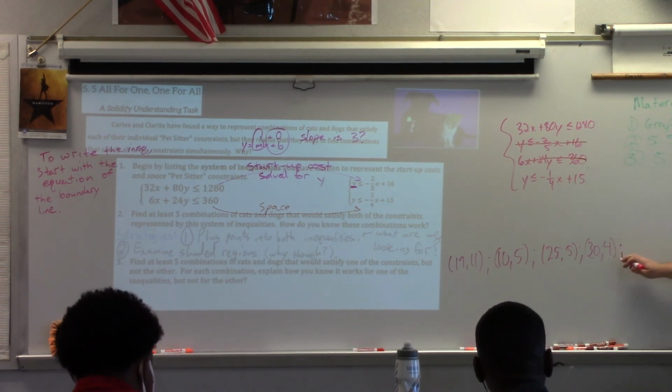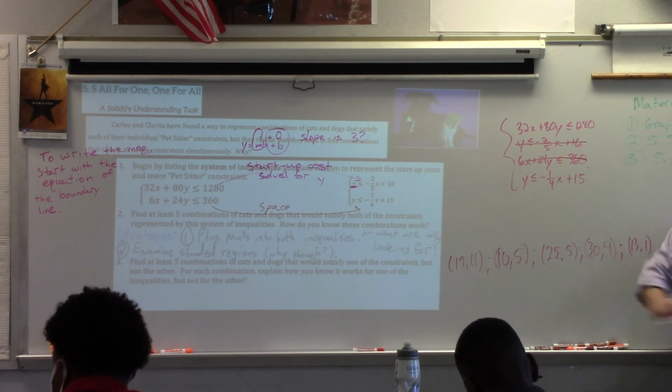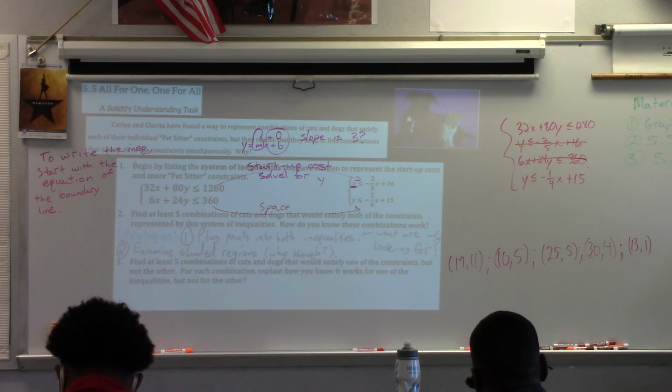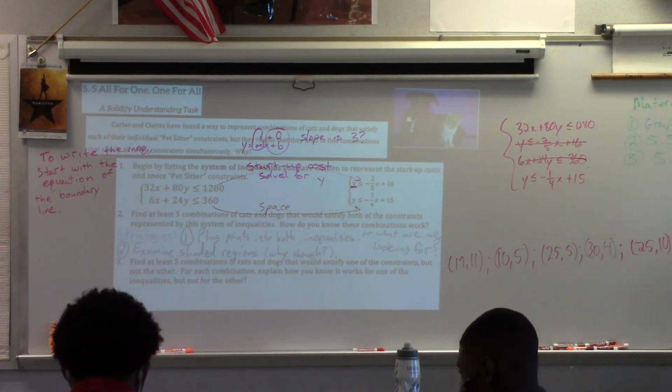I think 13 and 1 works for both. Did you mean 1 and 13? Remember, we're looking for number 3 right now: points that would satisfy one but not the other. 25 and 10. Okay, I'm going to check these in a second. So let's go ahead and write these down. I might have to tell you to take some of these off, and we'll talk through that. I believe 0, 16 works for one of them but not the other.